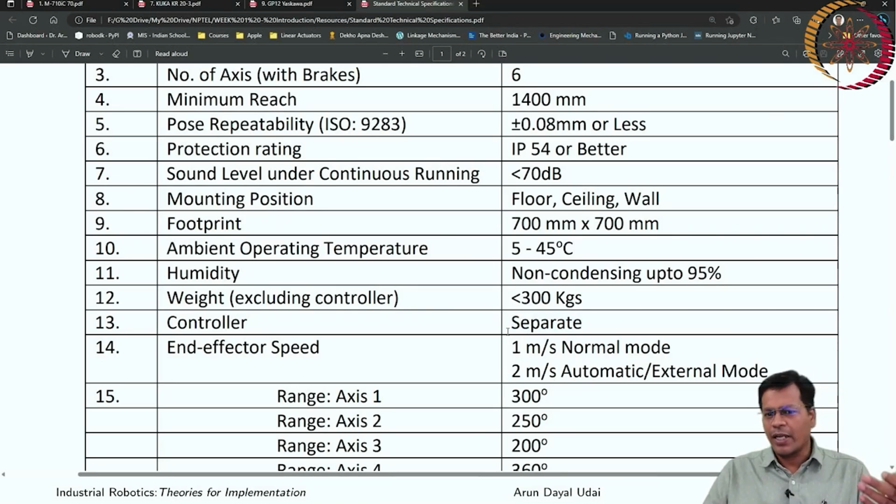Separate controller: I don't want the controller and the robot to be mounted in the same place, so that I can keep my controller, which normally has some electronic components, a little far off from my robot. That is the reason I want it to be separate. Every user has their own requirement. This is not always a necessary requirement, and it is not always defined in an ISO standard either. So it can be on the robot, or it can be separate also.